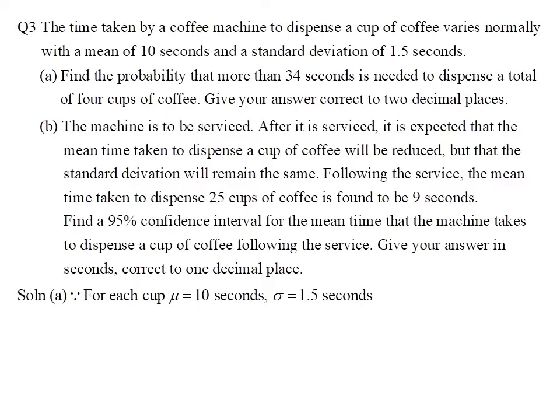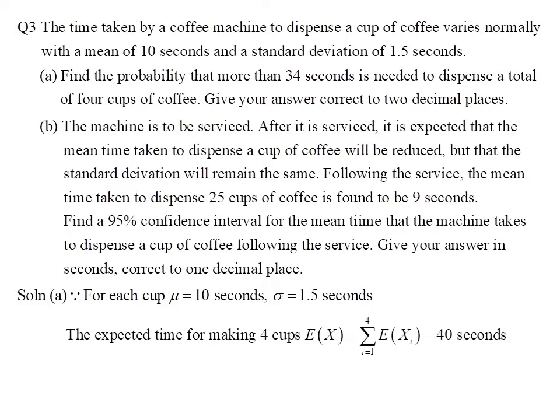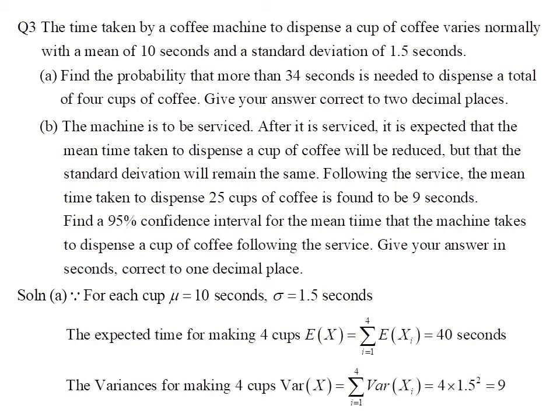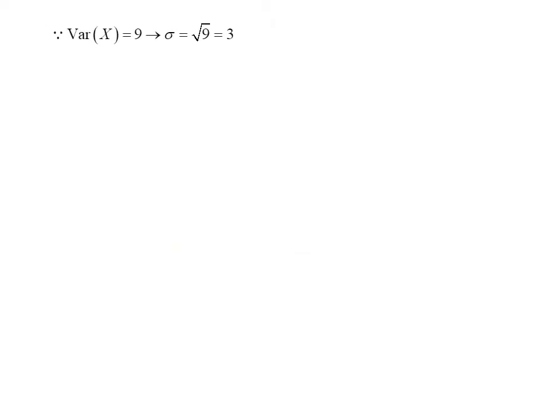Since the mean time to dispense a cup of coffee is 10 seconds and its standard deviation is 1.5 seconds, the expected time for making 4 cups of coffee equals 40 seconds. Accordingly, the variance for making 4 cups of coffee equals 4 times 1.5 squared, which equals 9. Since the variance is 9, its corresponding standard deviation equals the square root of 9, which equals 3.